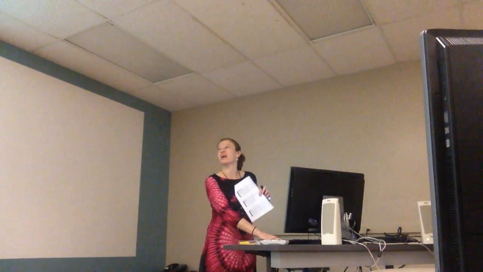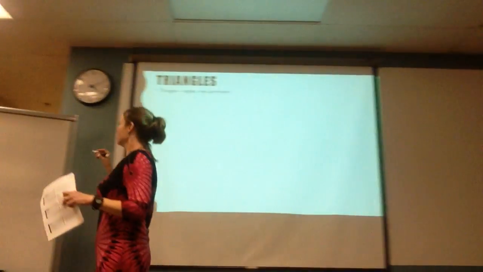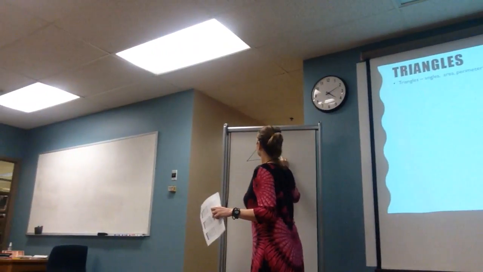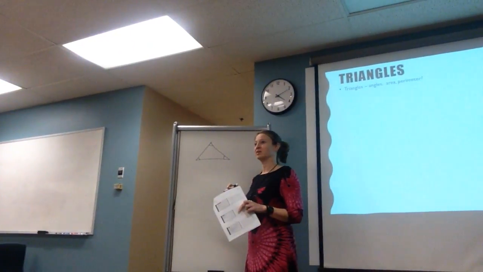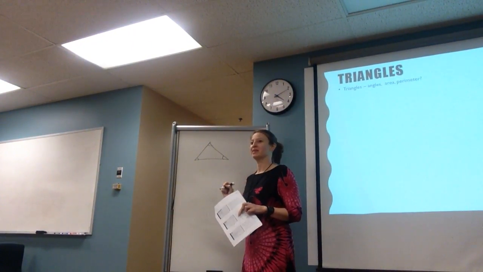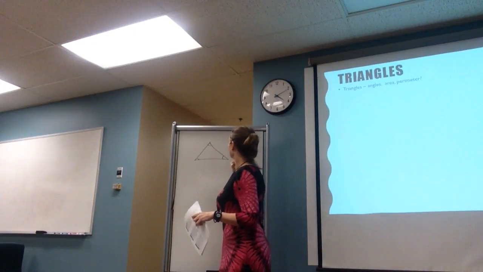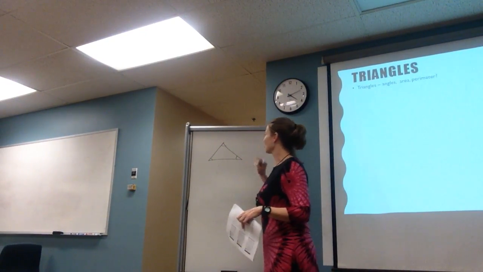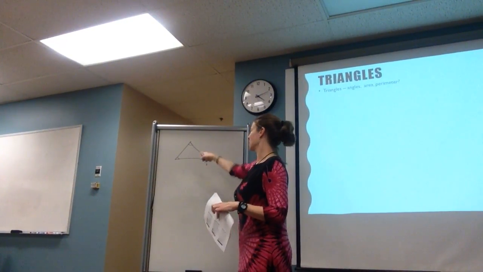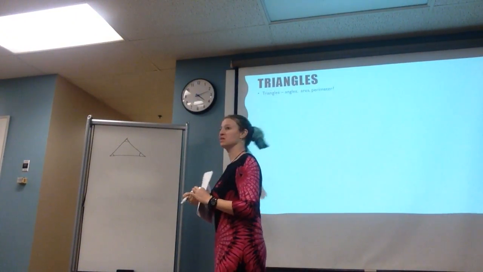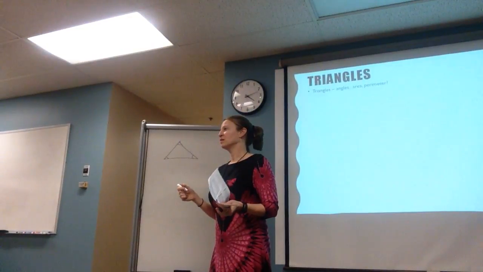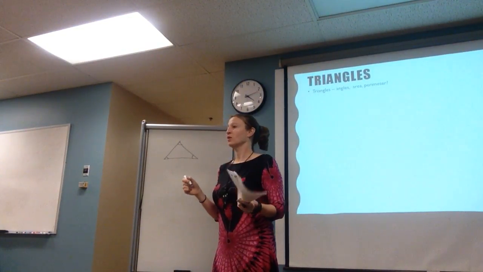What do the interior angles of a triangle add up to? Does anybody know? If I have a triangle, I have three angles, right? What do those three angles always add up to? 180. They'll always add up to 180. So that can help you solve a lot of problems, knowing that they always add up to 180. How do I find the area of a triangle? You would do base times height divided by 2. Okay, good.